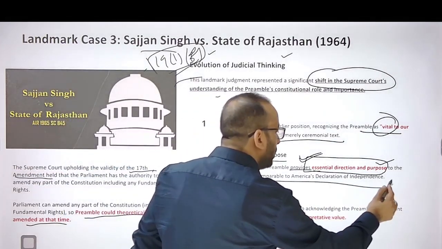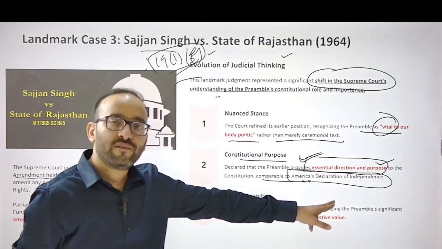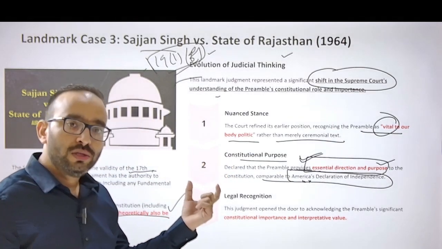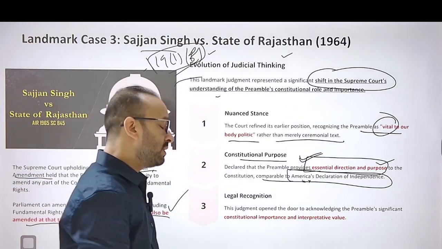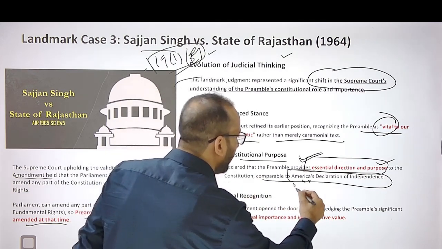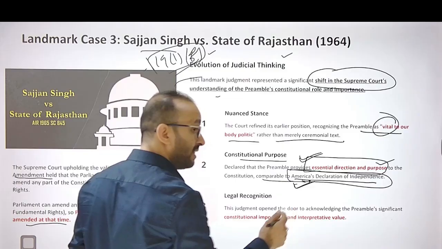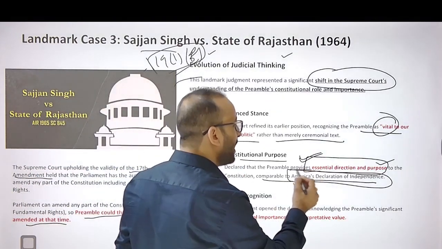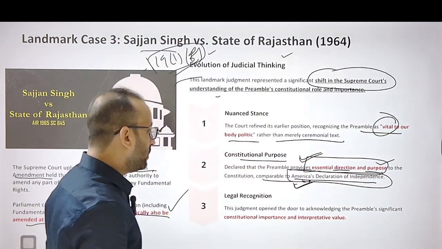It can be compared to America's Declaration of Independence. This is the source of inspiration for us to have a preamble. The origin point was the Objective Resolution read out by Mr. Jawaharlal Nehru on 13th December 1946. But the inspiration which we got to have a preamble for our Constitution was from America's Declaration of Independence. That declaration has a real job to do. It is not just ceremonial text. It provides essential direction and purpose. Similar is the case with the preamble to the Constitution of India.